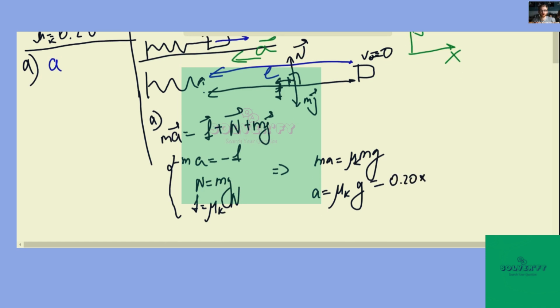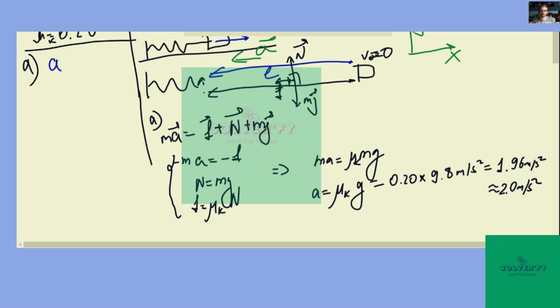which is 0.20 times 9.8 meters per second squared. Let's calculate this number. It equals 1.96 meters per second squared, and if we round to 2 decimal places, that will be 2.0 meters per second squared.